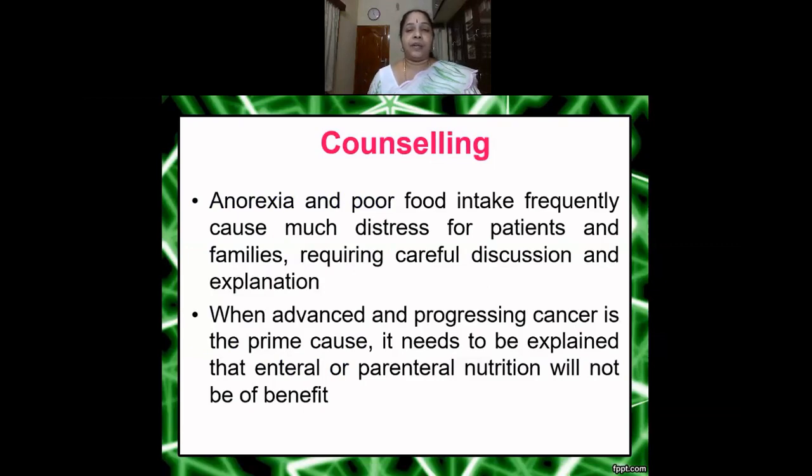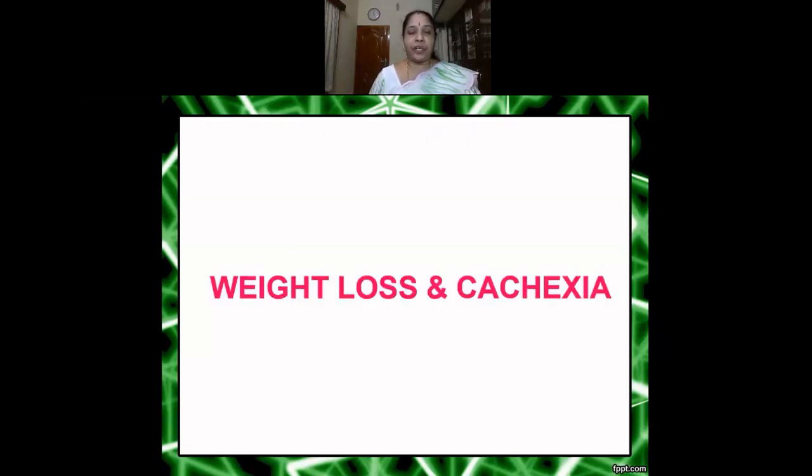So such explanation should be given, and they should be given appropriate counseling. Counseling in anorexia is a very important component. Anorexia and poor food intake frequently cause distress for the patients and the families, and therefore it requires careful discussion and explanation. So the patient has to be explained about the importance of consuming a healthy, balanced diet. When advanced and progressing cancer is the cause for anorexia, it needs to be explained that enteral or parenteral nutrition will not be of benefit. So in advanced cases of cancer, they have to be explained that they have to consume the food, and parenteral nutrition alone is not sufficient.